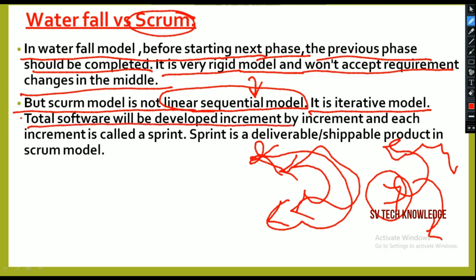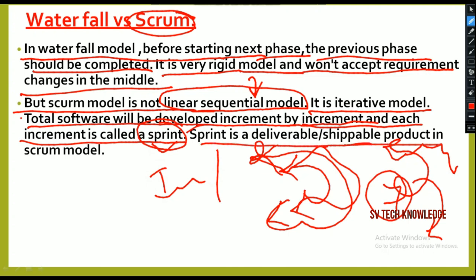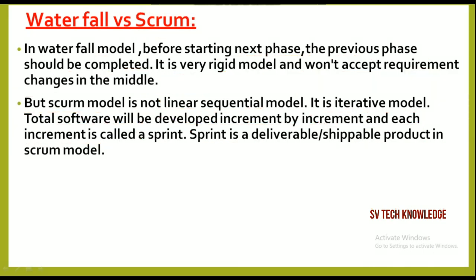Next, the total software will be developed increment by increment, and each increment is called a sprint. So we call it an iterative and incremental model, and each iteration is called a sprint. We will get to know about the sprint in future classes very deeply. A sprint is a deliverable or shippable product in the Scrum model. This is the difference between the waterfall model and Scrum. The waterfall model is not iterative, Scrum is iterative. That is the main difference.